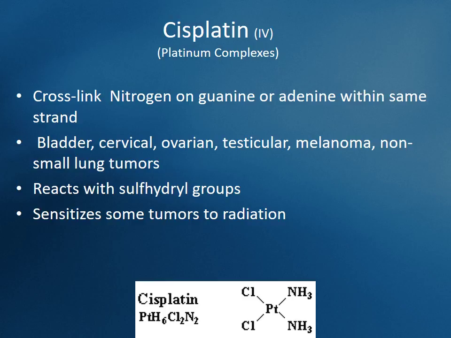But cisplatin, again, is going to work by causing cross-links between things like guanine and adenine on the same strand. So if you start to crimp up the DNA, it prevents the DNA polymerase from coming along and replicating that, right?